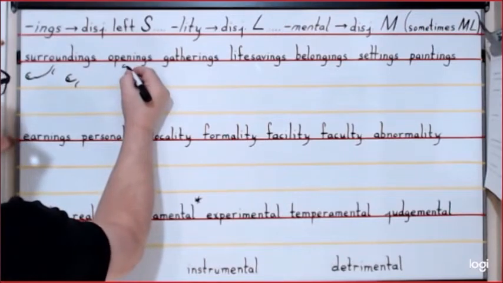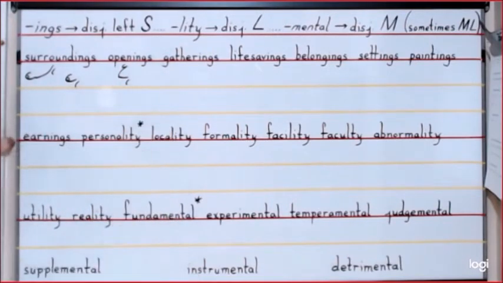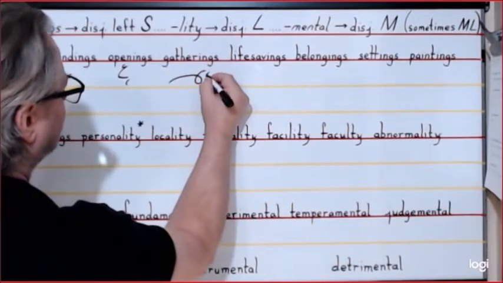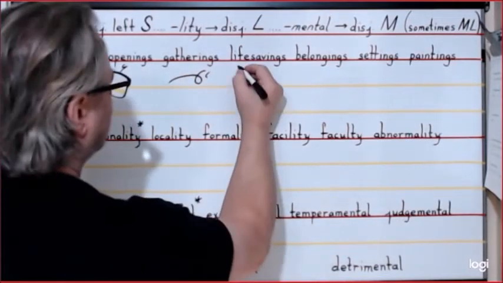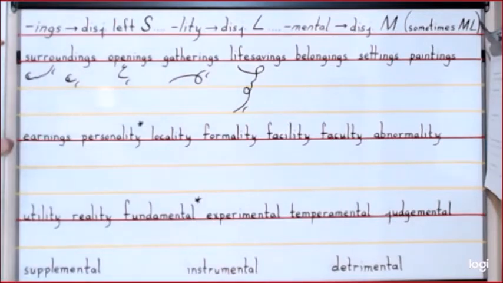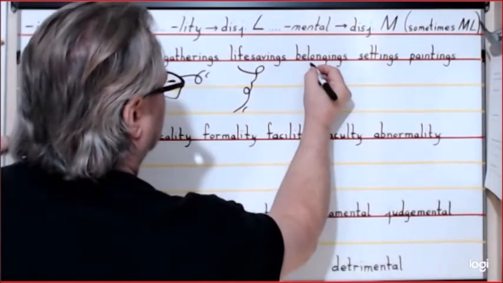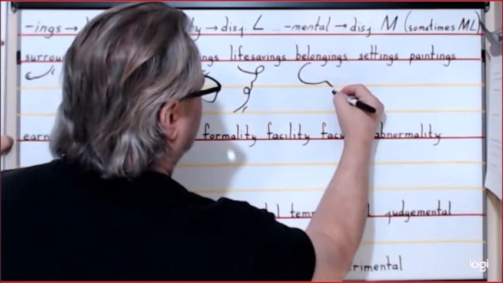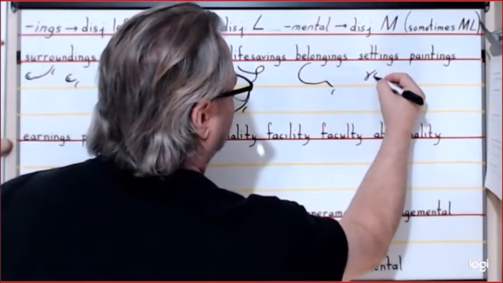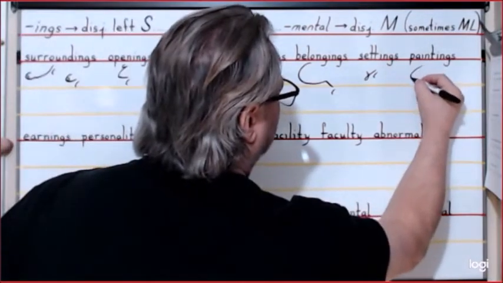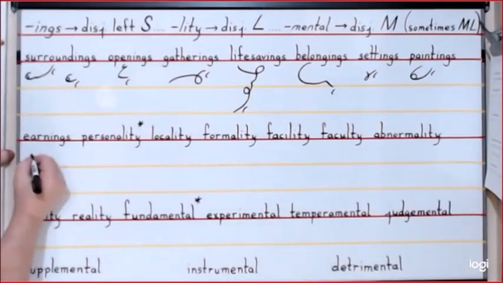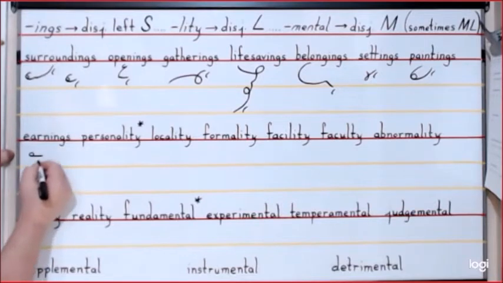Openings is an O-P-N, disjoined left S. Gatherings, G-A-T-H, disjoined S. Life savings is L-A-F-S-A-V, then a left disjoined S. Belongings is B-L-N-G stroke, disjoined left S. Settings is S-E-T, disjoined S. Paintings is P-A-N-T stroke, and then the left S disjoined. Earnings is reverse circle E, N, then the left S.